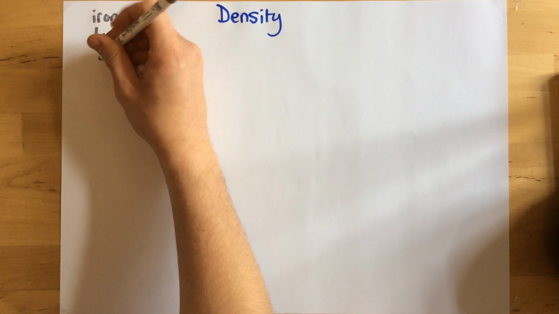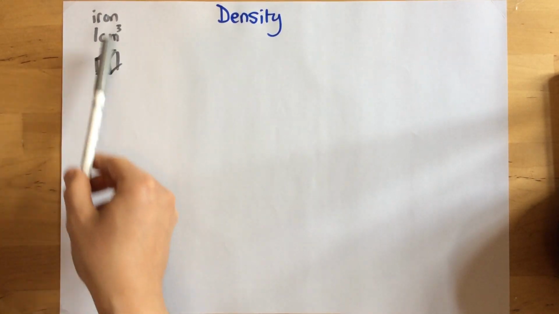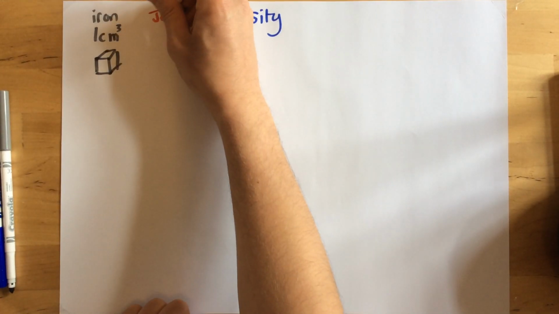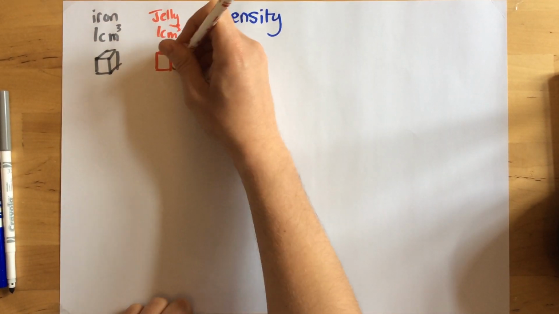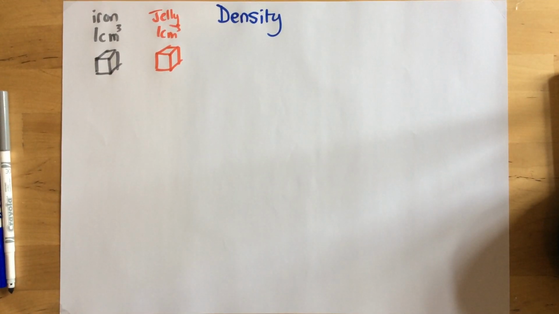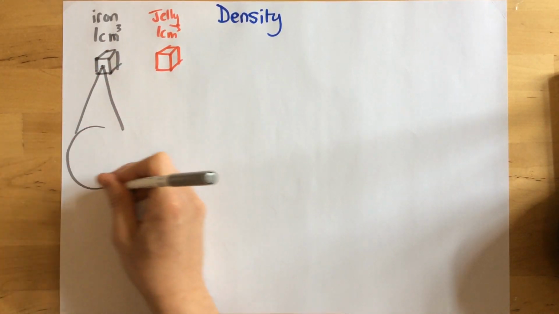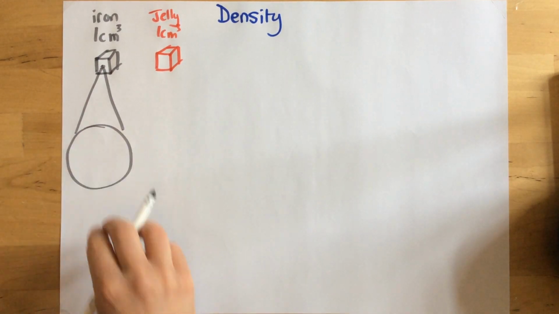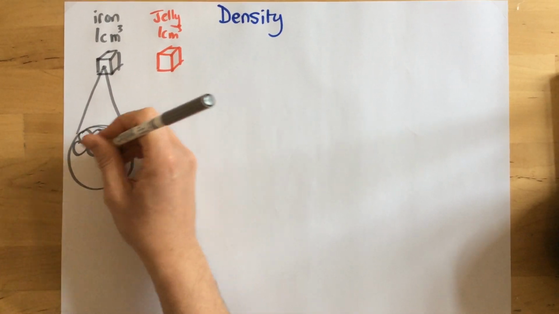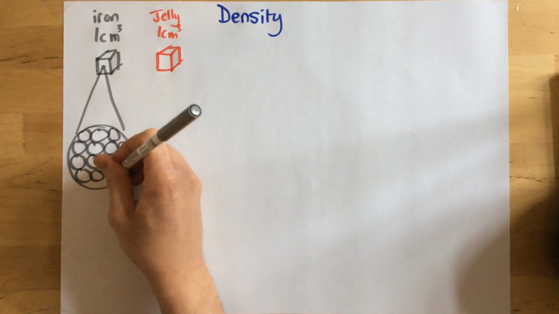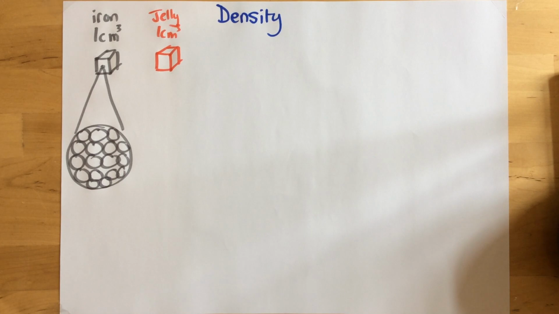So let's imagine I have two cubes. One of those cubes is 1 centimetre cubed in volume and it's made of iron. And let's imagine the other one is jelly, but also has a volume of 1 centimetre cubed. If we imagine I'm looking really close up at a particular section on an atomic level, I could see what the particles would look like in the iron. Now iron has a high density, so we can see all the particles are really closely packed together.